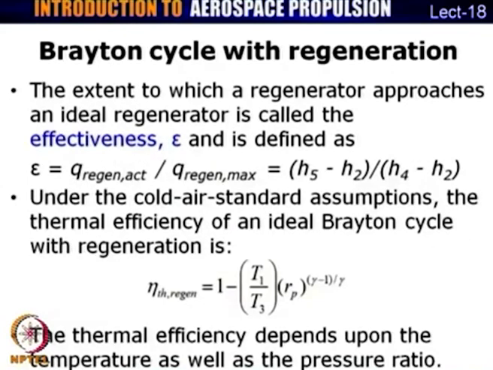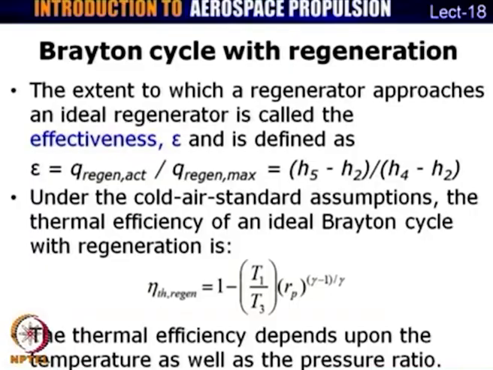And so, we can define what is known as effectiveness of a regeneration process or regenerator. So, effectiveness is basically the ratio of the actual regeneration to the maximum regeneration, which is H 5 minus H 2 divided by H 4 minus H 2. So, we have already derived an expression for the thermal efficiency of an ideal Brayton cycle, the simple Brayton cycle. Now, with regeneration, if we were to derive an expression, we would get thermal efficiency as equal to 1 minus T 1 by T 3 times R p raised to gamma minus 1 by gamma.